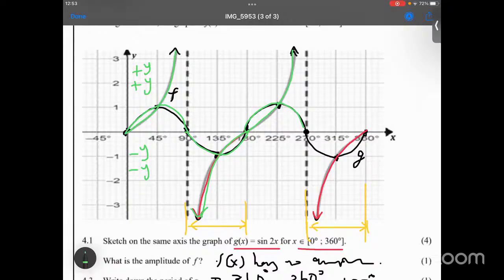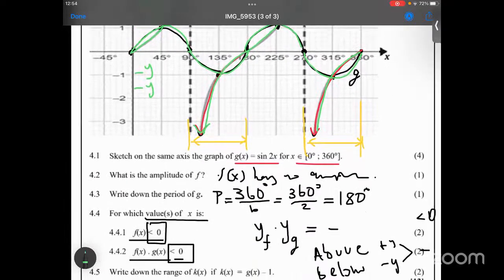Let's see. So here, both below. So it looks like that x value does not exist. So in other words, we do not have a value whereby the product can be negative. So that means there's no solution for this one. You just say no solution, and then you leave it like that.